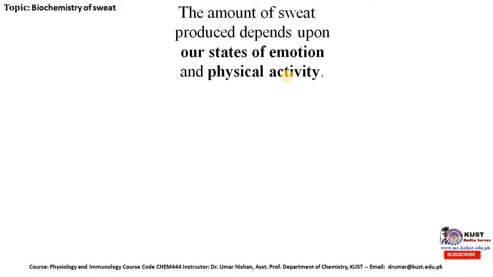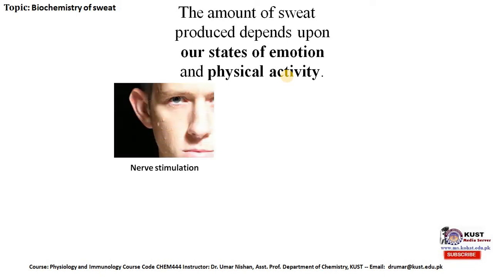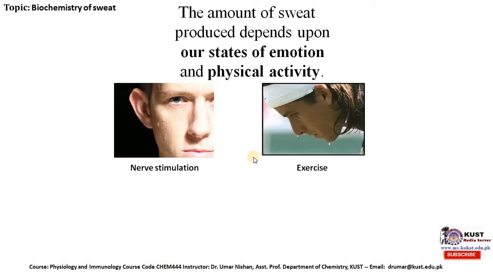You would have observed in your life that when the weather is cold, or if we are not physically active, we produce a lesser amount of sweat, whereas in situations like exercise or when the weather is hot, we produce a lot of sweat. So the amount can vary depending on the situation. In case of nerve stimulation, we produce sweat, or in case of exercise, you can see the athlete producing sweat because of exercise.